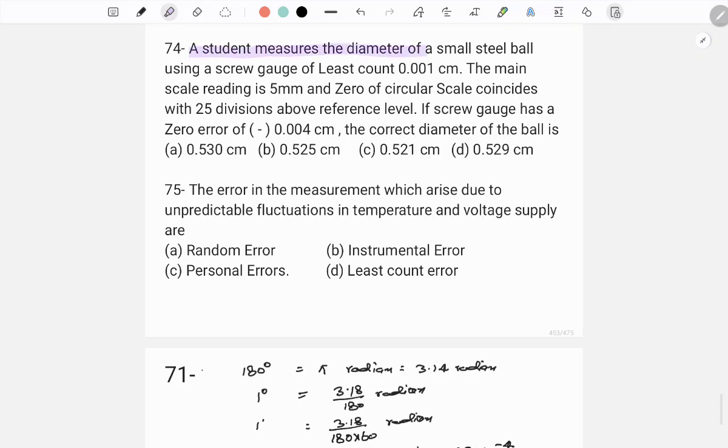74. A student measures the diameter of a small steel ball using screw gauge of least count 0.001 centimeter. The main scale reading is 5 mm and 0 of circular scale coincides with 25 divisions above reference level. If screw gauge has a zero error of minus 0.004 centimeter, the correct diameter of the ball is. 75th. The error in measurement which arises due to unpredictable fluctuations in temperature and voltage supply are.